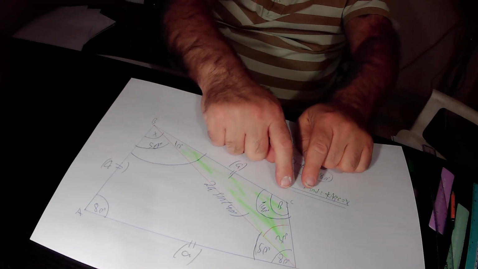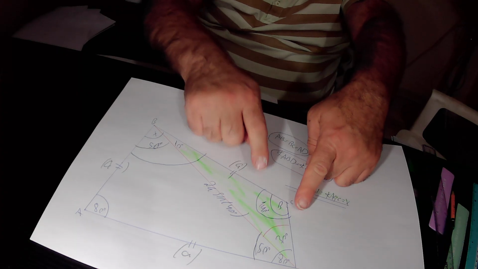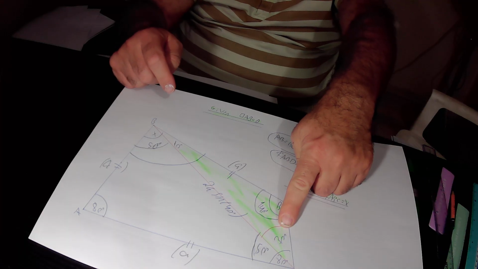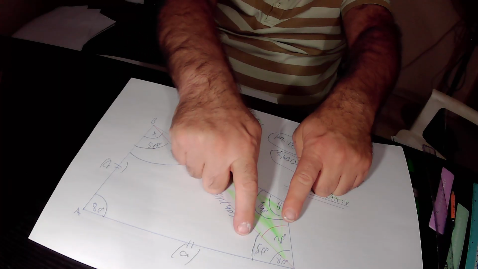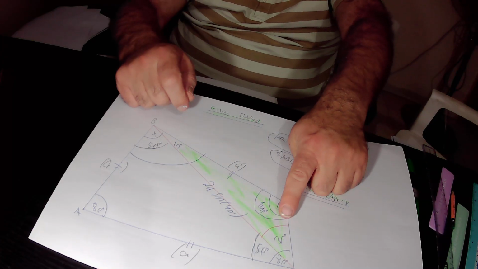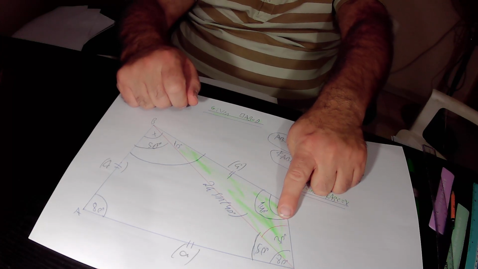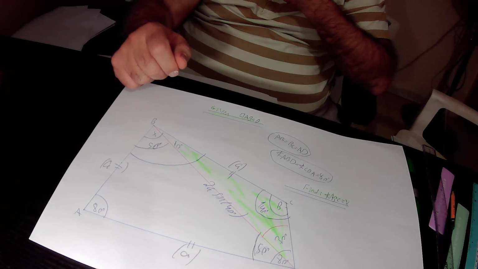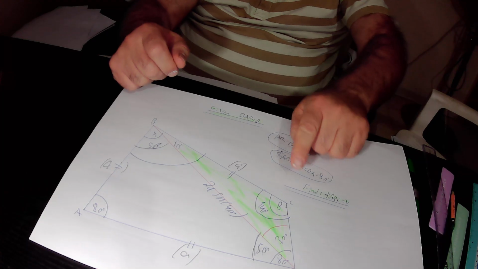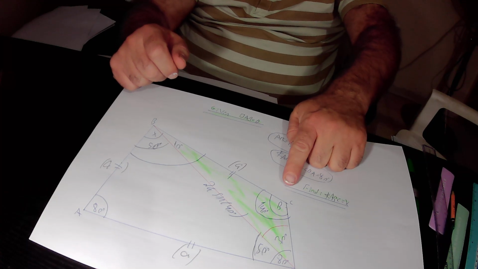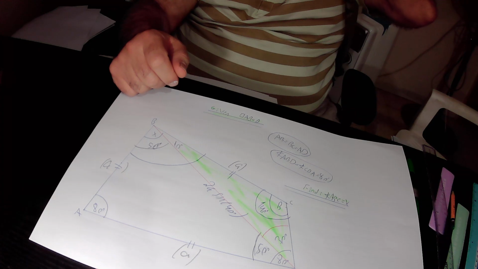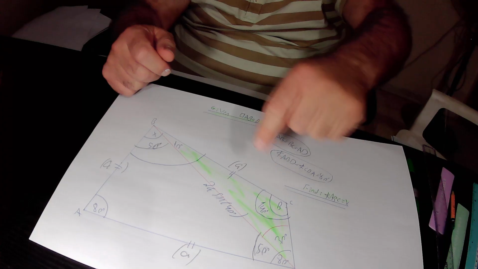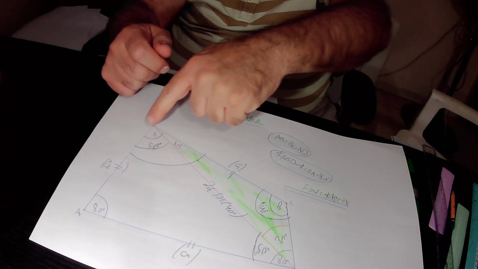What is the size of this big angle, angle BDC? Angle BDC equals the big angle, 80 degrees, minus this angle, 50 degrees, that is 30 degrees. It is very easy to see from the drawing. In the next step, we define this angle BCD as beta. And we implement the law of sines in this triangle.